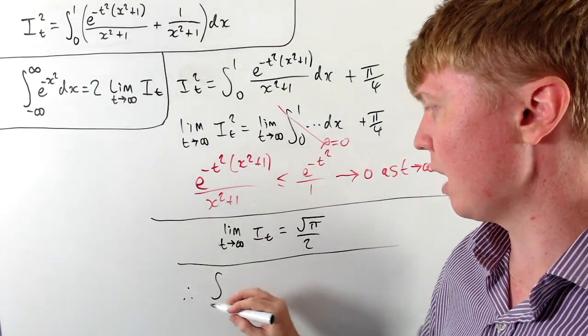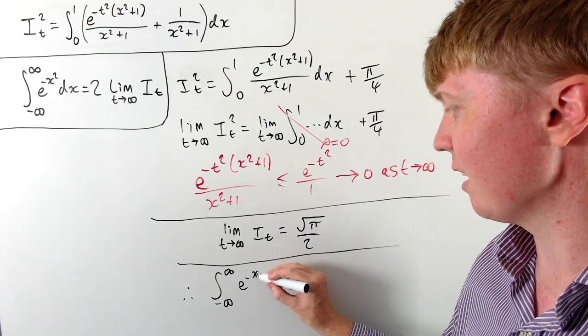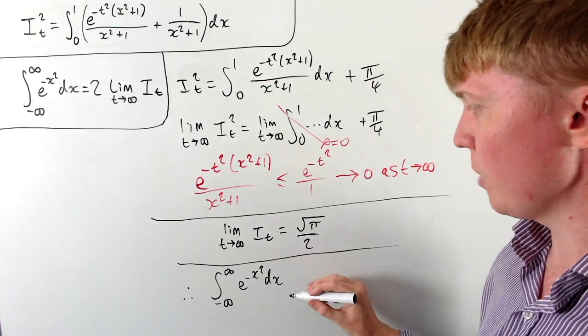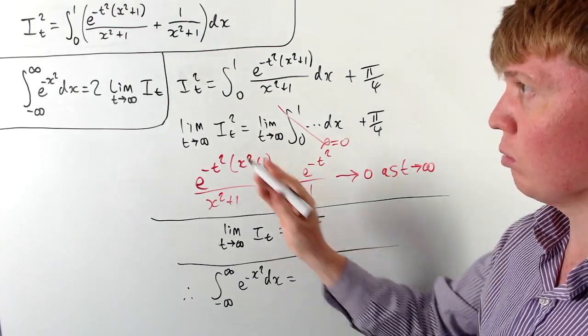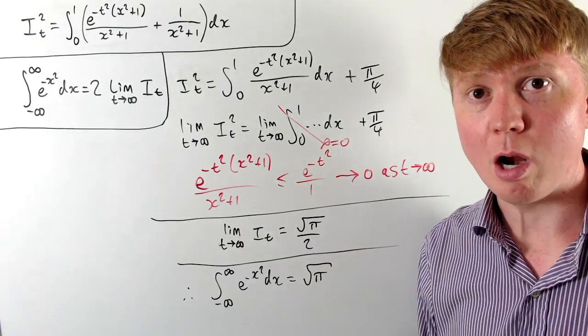So we can conclude then, just multiplying through by 2, that our original integral of e to the negative x squared with respect to x is going to be root pi over 2. We multiply by 2, so we just get as our final answer then the square root of pi.